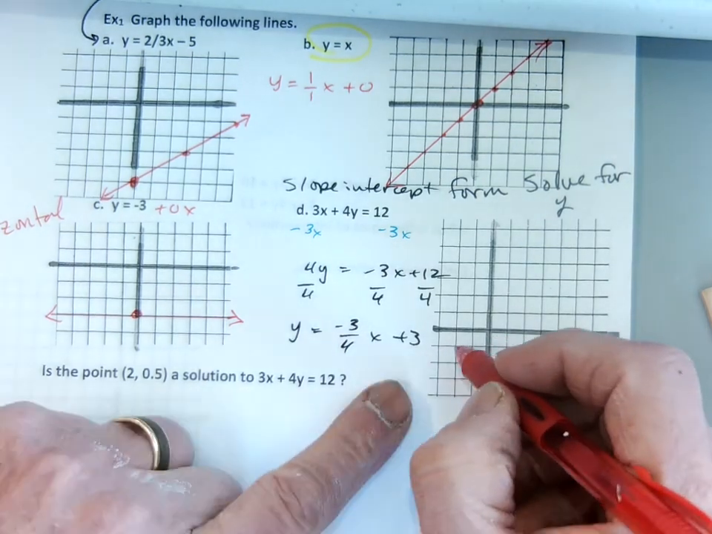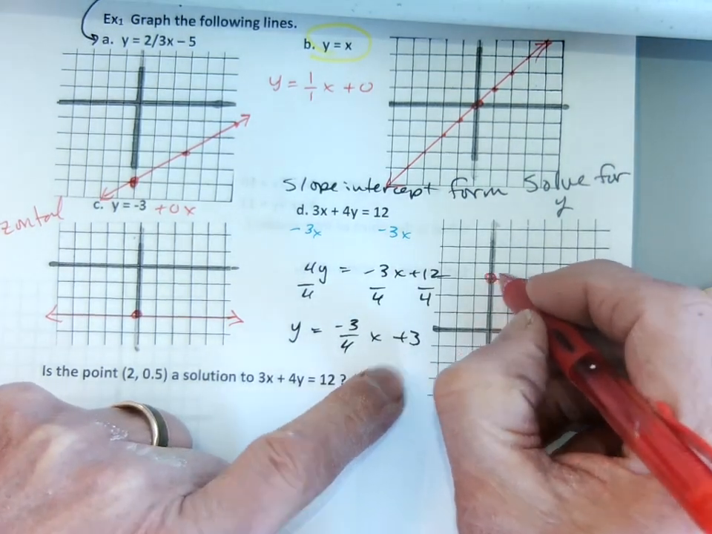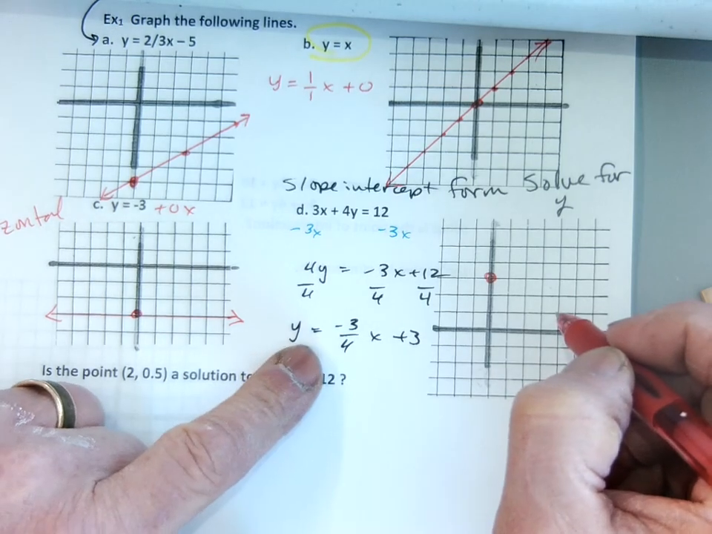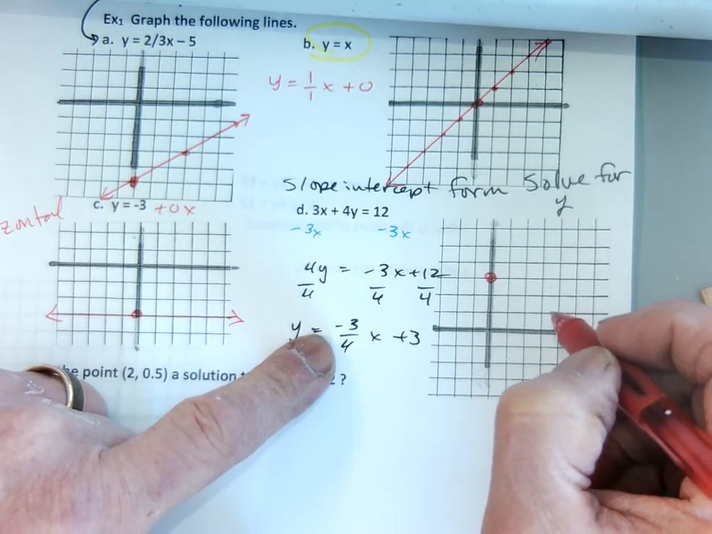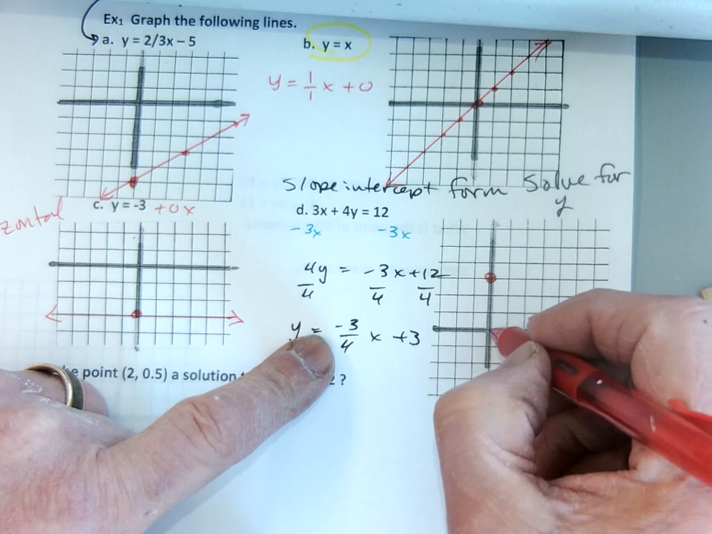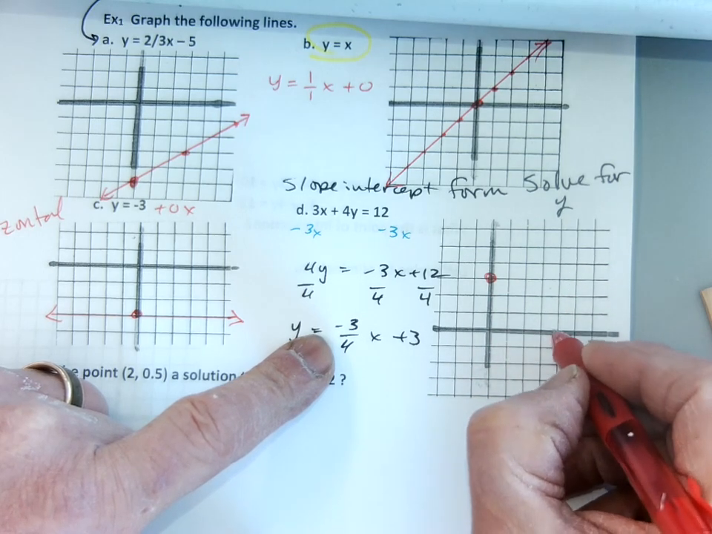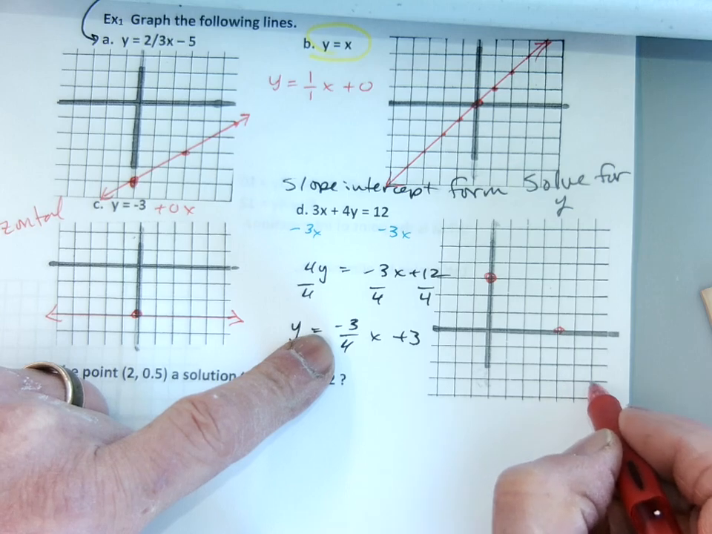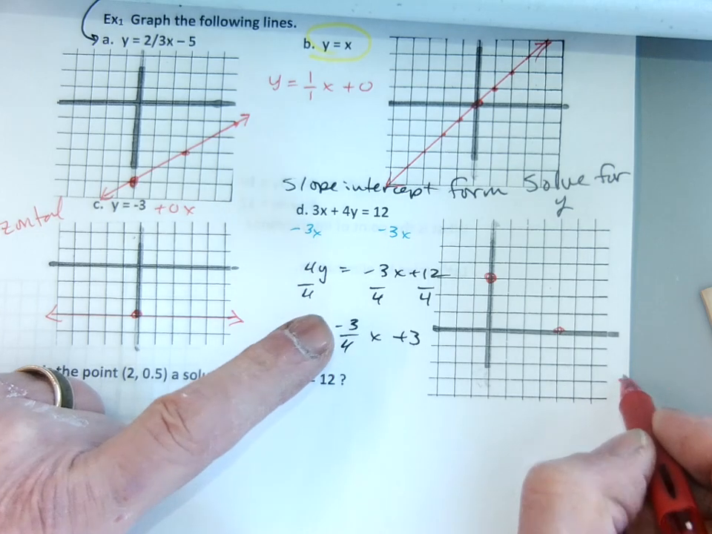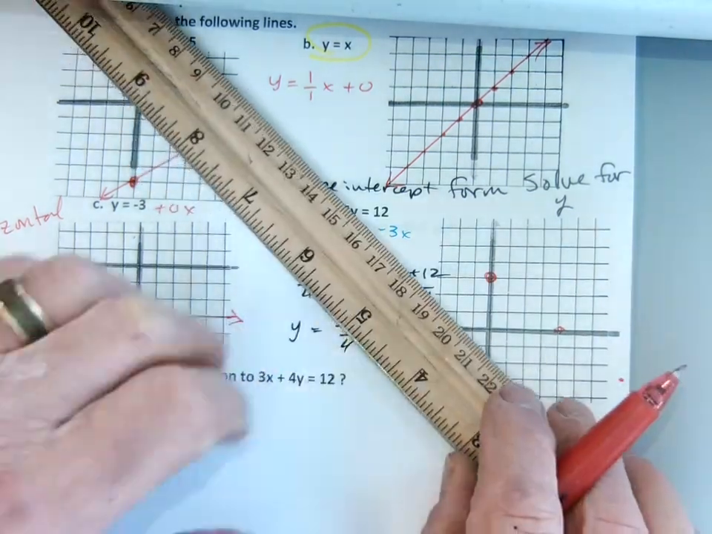I'll start at positive 3 as my y-intercept. And then on my slope, I'll go down 3 over 4. 1, 2, 3, 1, 2, 3, 4. And I can do it again. Kind of goes off my paper, but there's my line.